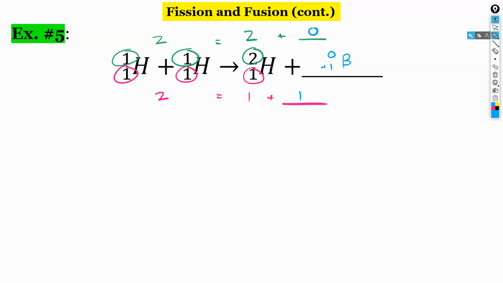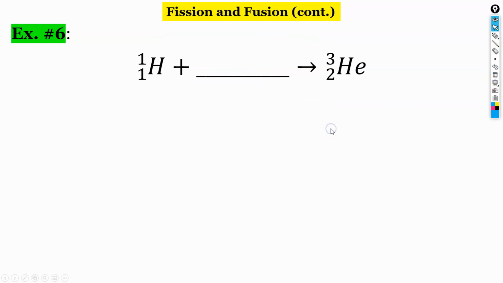All right, let's take a look at one more example here. Same thing, still top and the bottom. So 1 plus some number equals 2. Well, that's got to be 1. And then on the top, 1 plus some number equals 3. That has to be 2. Okay, so we look up number 1 on the periodic table, that's hydrogen, and that's it. That's fission and fusion. Who would have thought? It's that easy.